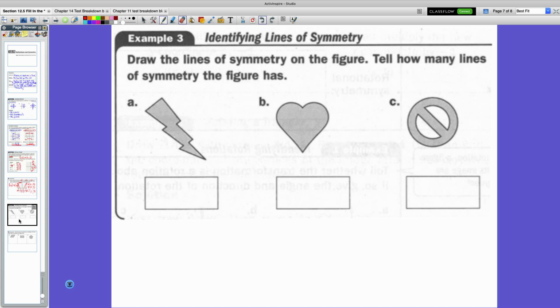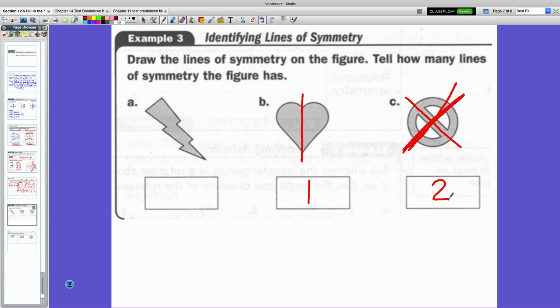Well, the heart, I'm going to skip the lightning bolt for a second. The heart's pretty simple, right down the middle. There's no other place that I could cut it that would line up perfectly, so it only has one line. Okay, this no smoking sign or whatever you want to call it, don't enter sign, I could draw one right down the middle here. But I could also draw one going the other way. I know my line's not quite straight, but I could draw one that goes through the middle there. And really that's it. So this one has 2 lines of symmetry.